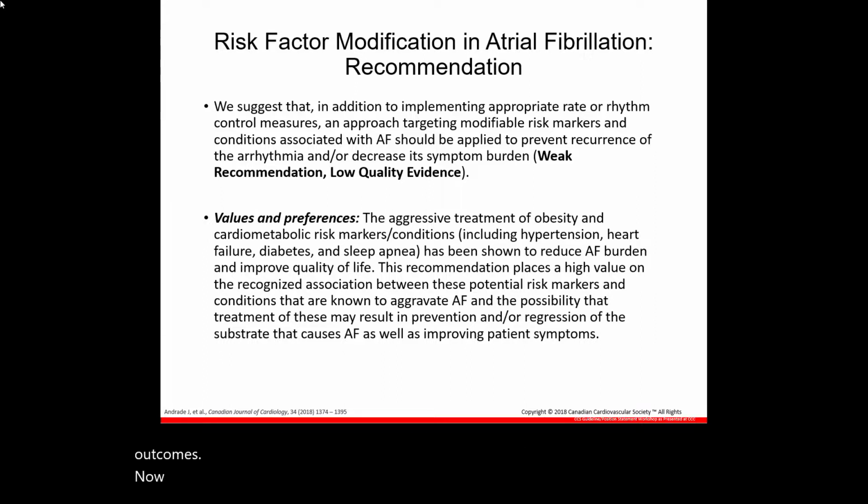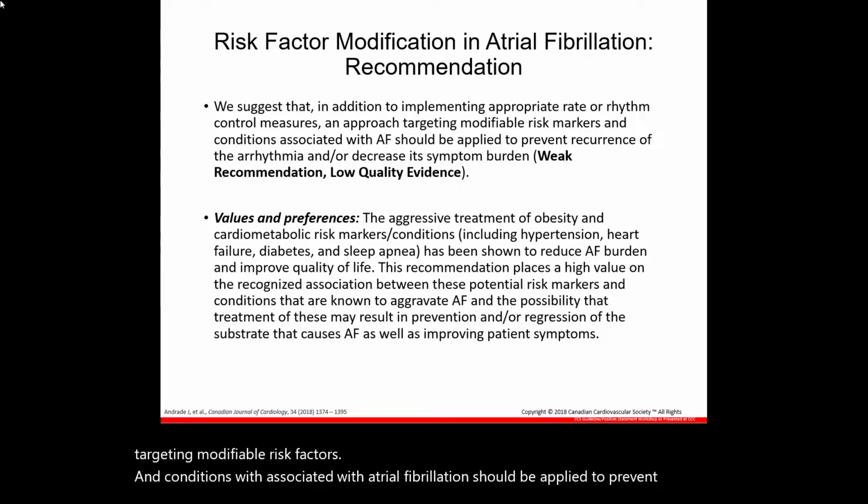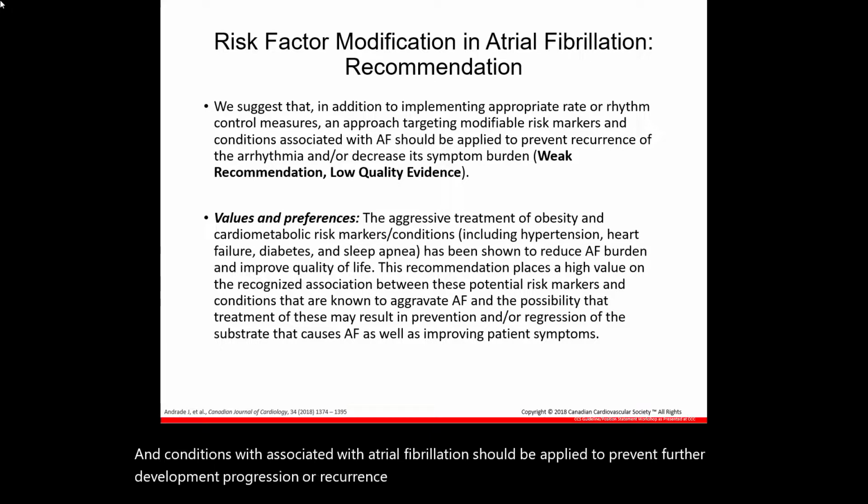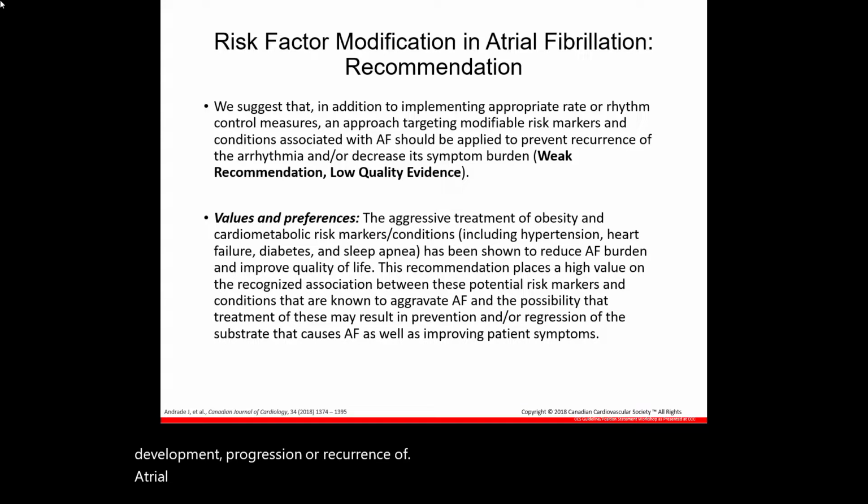Now, when you go to the guidelines, essentially, there is some evidence to suggest that targeting modifiable risk factors and conditions associated with atrial fibrillation should be applied to prevent further development, progression, or recurrence of atrial tachycardia or atrial arrhythmias, and thereby decreasing the burden of atrial fibrillation related symptoms.